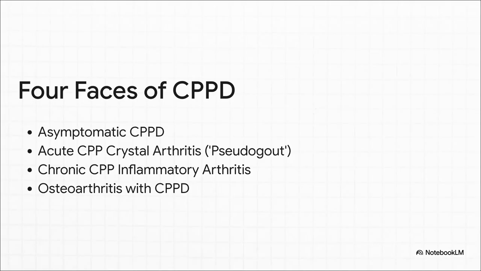Now, here's a key difference from gout. CPPD is kind of a chameleon. It can present in a bunch of different ways. Sometimes it's just an incidental finding on an x-ray with zero symptoms. Other times it causes an acute flare that perfectly mimics gout. And sometimes it can even cause a chronic, multi-joint arthritis that looks a whole lot like rheumatoid arthritis.